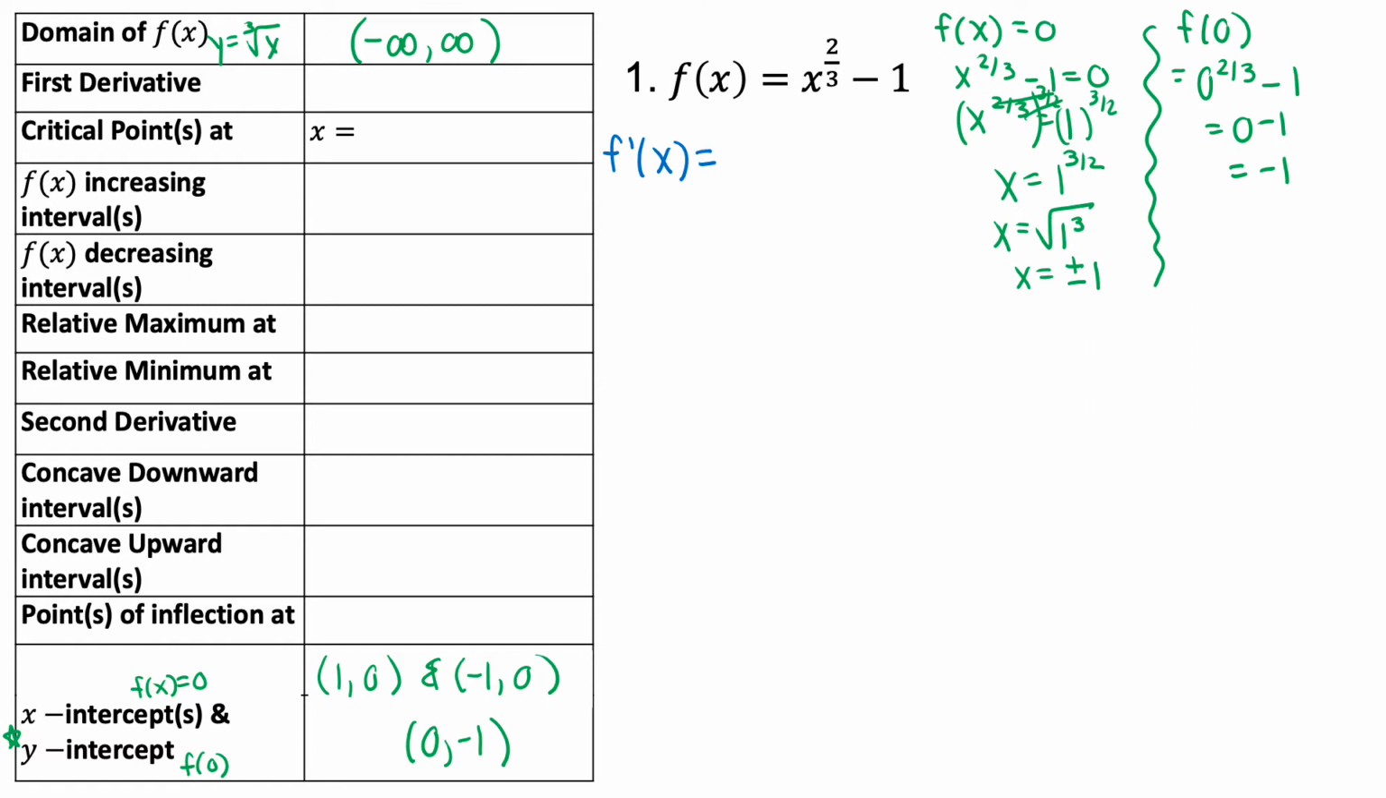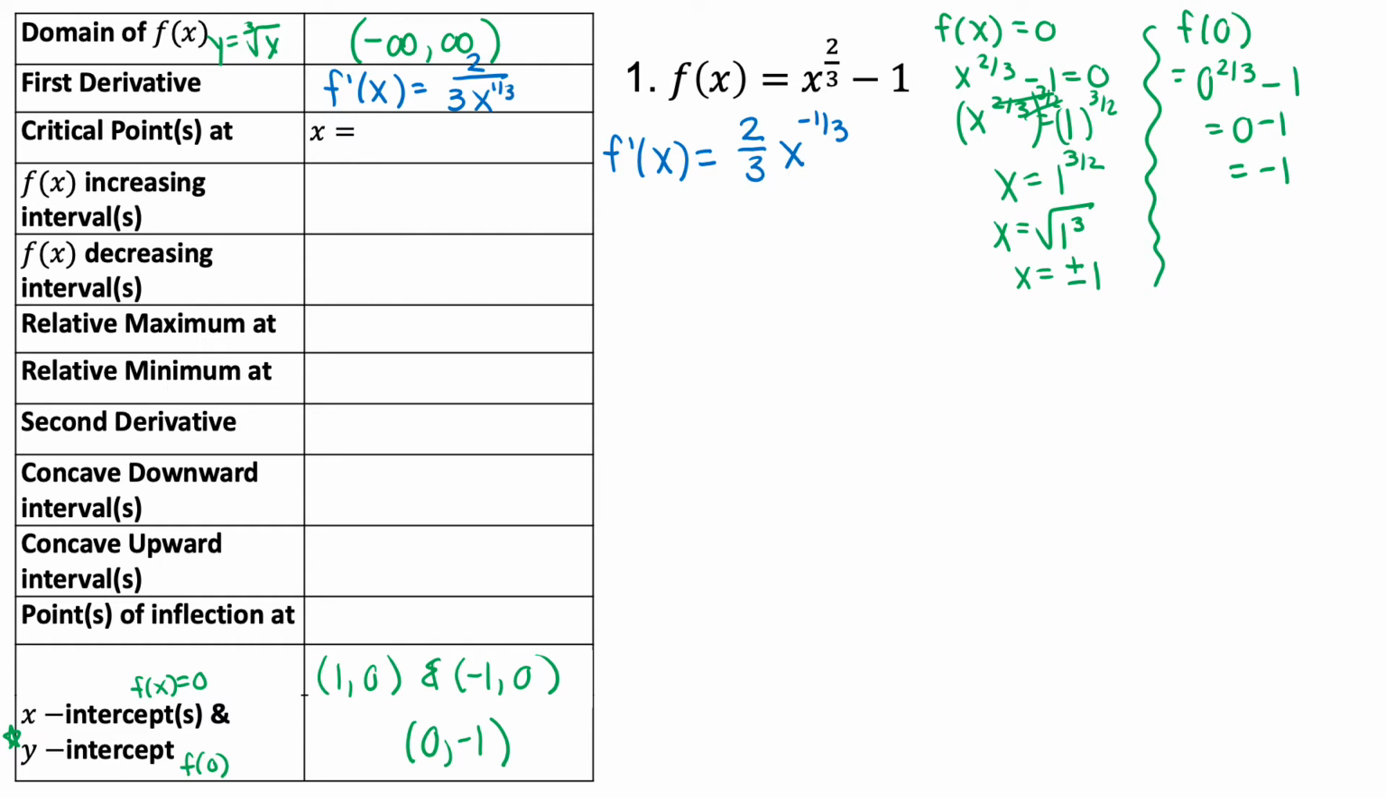To take the derivative of the function x to the 2/3 power minus 1, we need to use our power rule. Here our power is 2/3, so we bring it down, keep our x, and then go to the 1 less power. 2/3 minus 1 is 2/3 minus 3/3, which gives us negative 1/3. And of course the derivative of negative 1 is just 0, so we don't have to write it. So we can write our derivative f prime of x as 2/3 times x to the negative 1/3 power.